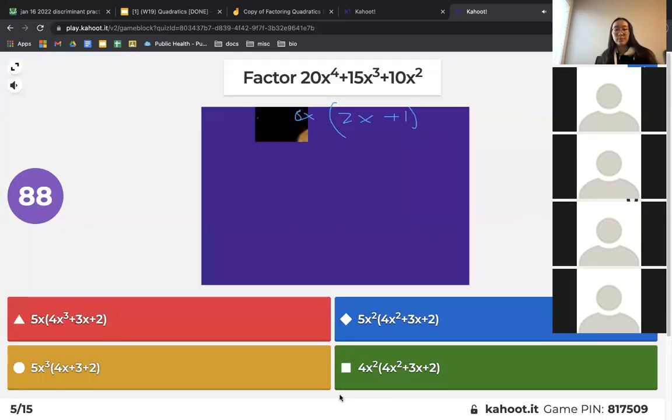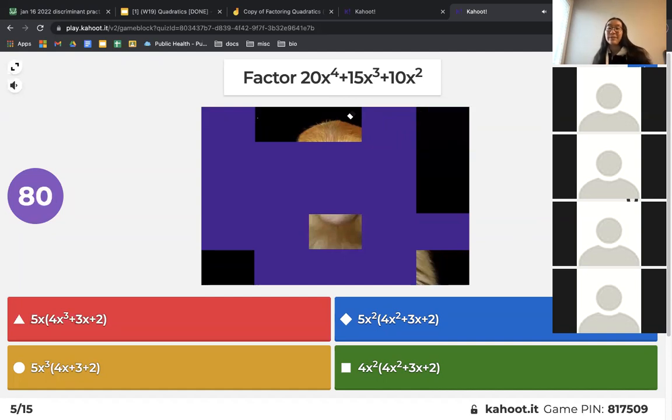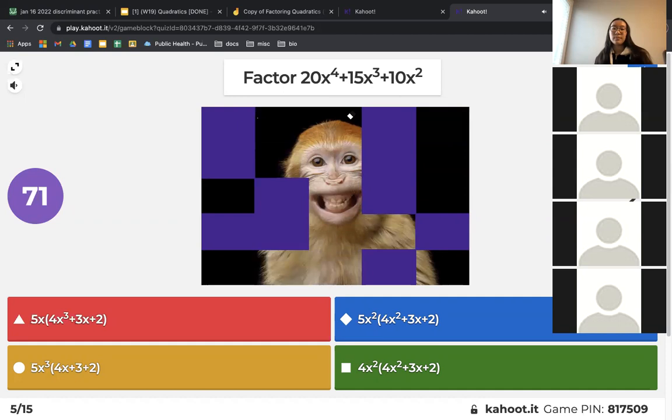Okay, so this one gets harder. The greatest common factor here is 5x squared. So you have to take 5x squared out and then divide each of the terms by 5x squared. But I think you can do it if you just think about it.